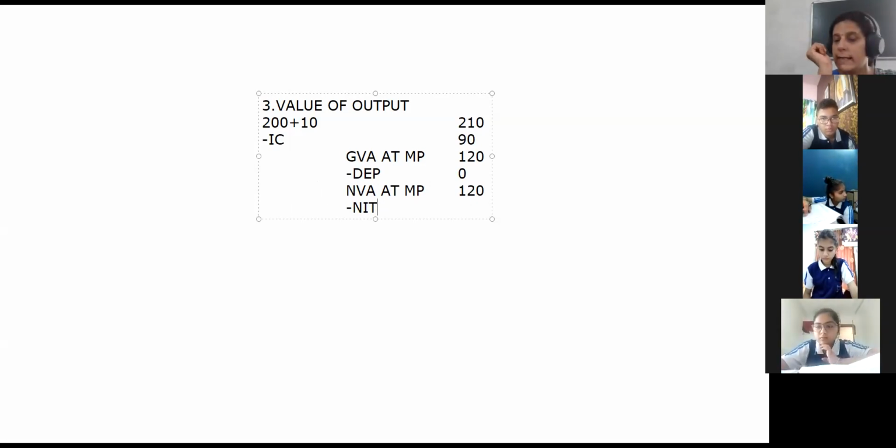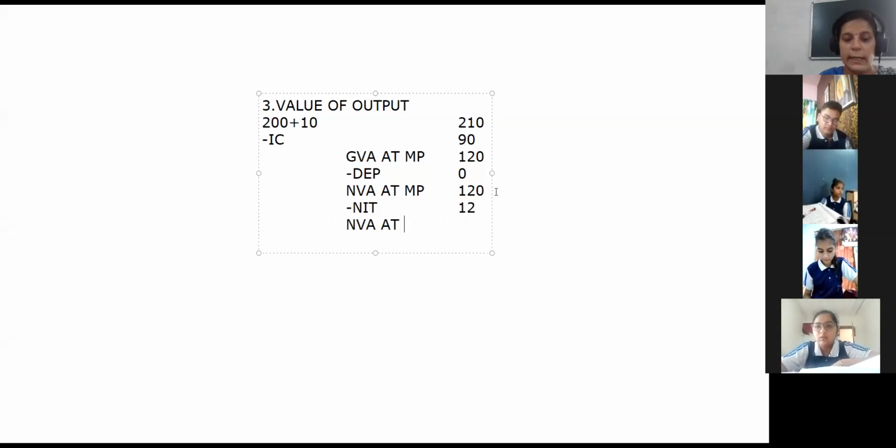Okay, goods and service tax is also indirect tax, but this is indirect tax is given, means this GST is already included in this indirect tax. So indirect tax given over here is 12. So we will subtract this 12 and we will get our answer NVA at FC, that is 108 as the national income. Okay, so this was our question.